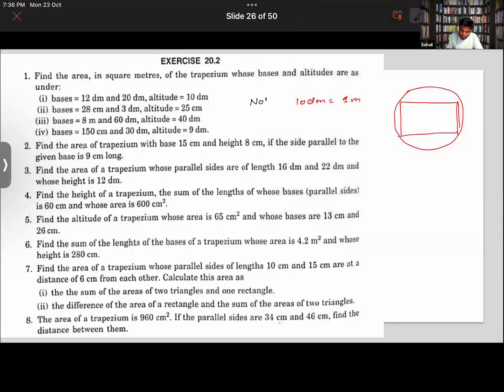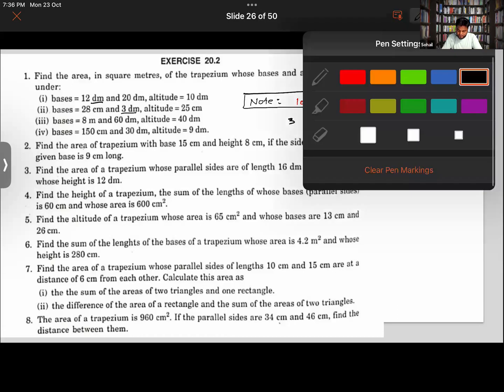Sir, do I have to solve in decimeter? Do I have to convert into meter? Look here, the units are given in decimeter. In the first one, it's in decimeter, so you will calculate it in decimeter. No need to convert it into any other unit. If in the next question it's given in centimeter and decimeter, then you will convert decimeter into centimeter. 3 decimeter, first you will be converting it into meter, and then into centimeter.